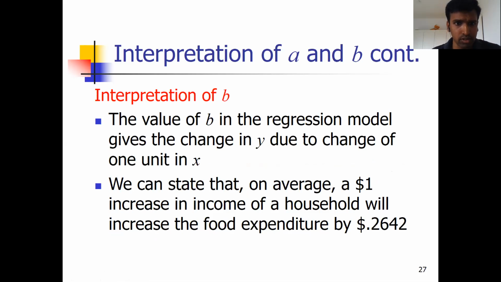And later, if you look at the interpretation for B, as I told you earlier, for every single unit of change in X, what will be the result for Y? Hence, if a person's income is increased by $1, their food expenditure will increase by $0.26. If you add $2, you'll have 0.26 times 2, and for $3, 0.26 times 3, so it will have an effect in such a manner.